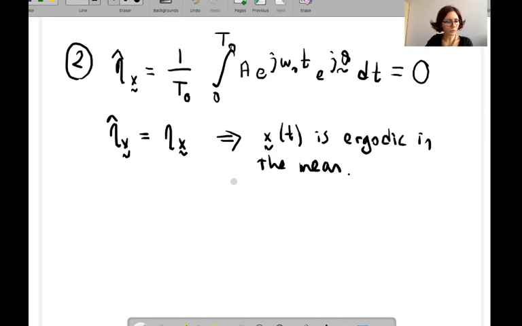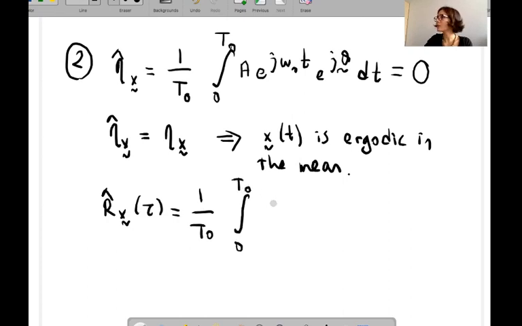The second part that we should look at is whether it's ergodic in the ACF. Now, to do that, let's look at the time average of the autocorrelation function. Again, because of periodicity, we could just evaluate the integral over a single period. So from 0 to T0, we have x of t plus tau. Let's write down x of t plus tau: a e to the j omega 0 (t plus tau) e to the j theta. And then you multiply this with x conjugate of t.